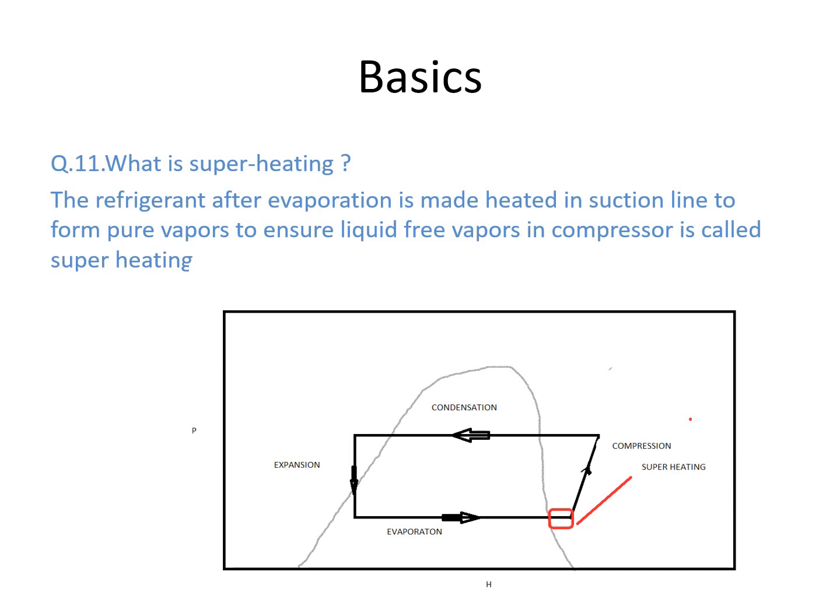So what is superheating? Again, superheating is this particular area, which I have already shown in red over here. This particular region is called superheating. It is evaporation. After evaporation, the vapors go through the evaporator to the suction line. This is the suction line, and this is the compressor.